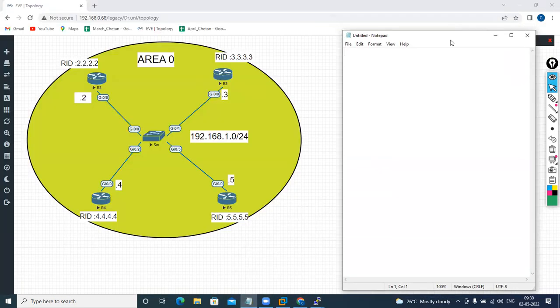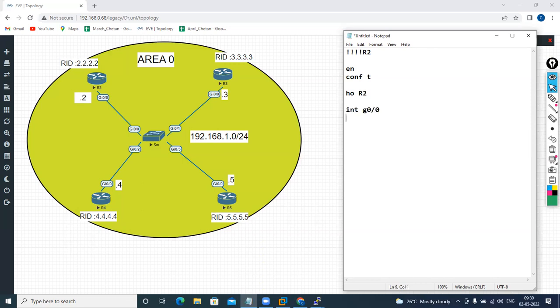So basic IP address. On R2, interface 0/0, the IP address will be 192.168.1.2/24, no shutdown. Then router OSPF 1, router ID will be 2.2.2.2, and network 192.168.1.0 with wildcard mask, area 0.